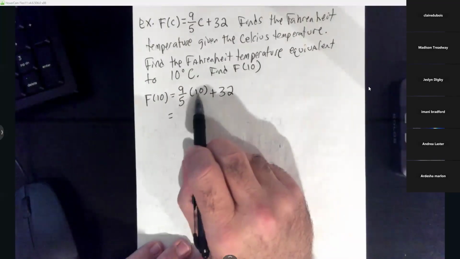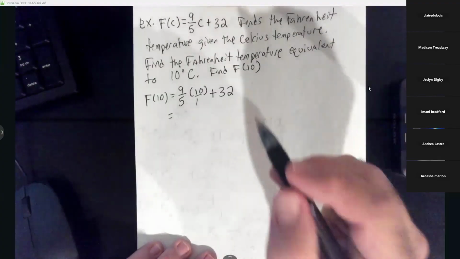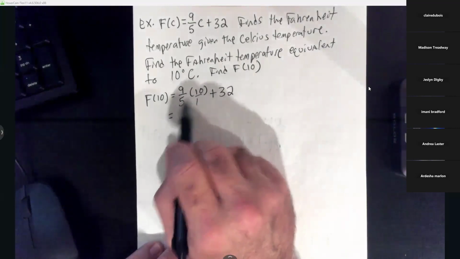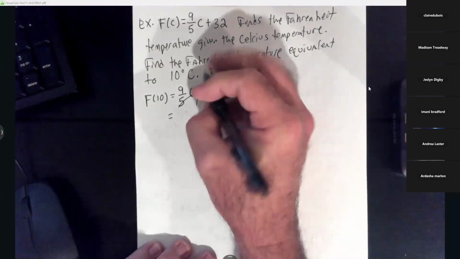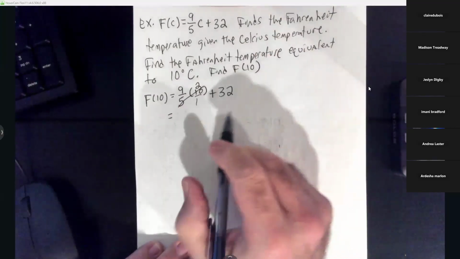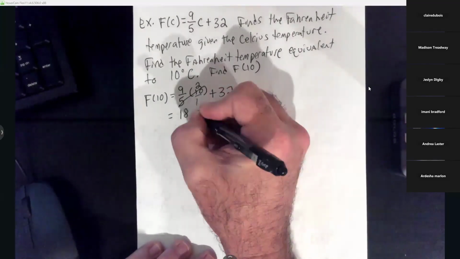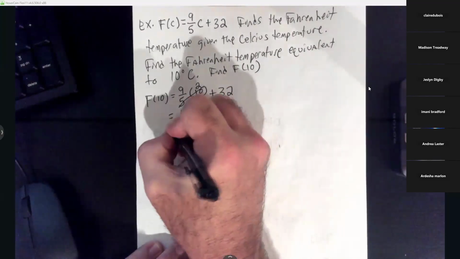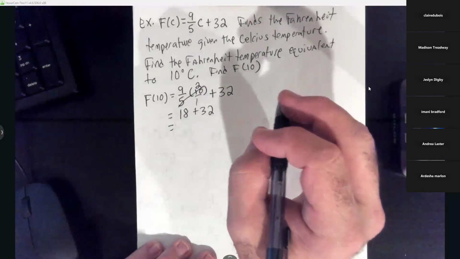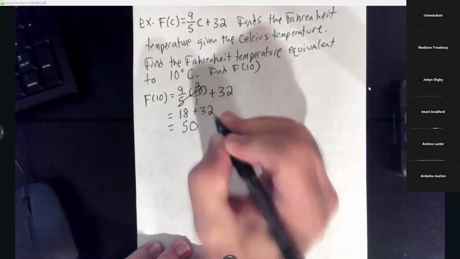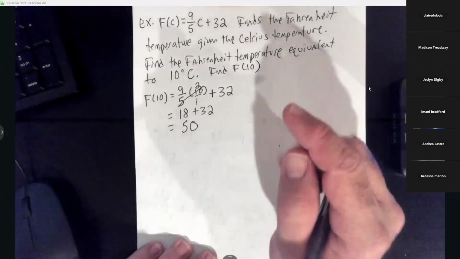Now, y'all watch this. You can always put a 1 under the 10 to make it look like a fraction. But this 10, and they're giving you numbers that'll divide here. So this 10 divided by 5 will make that a 2. So that gives me 9 times 2, which is 18, plus this 32. And 18 plus 32 gives me 50. So 10 degrees Celsius is equal to 50 degrees Fahrenheit.